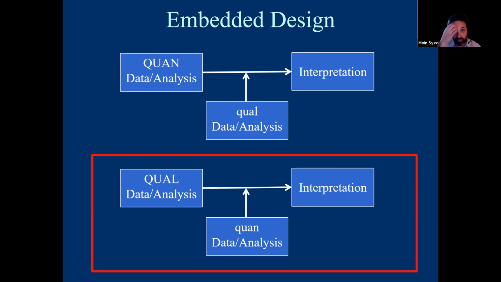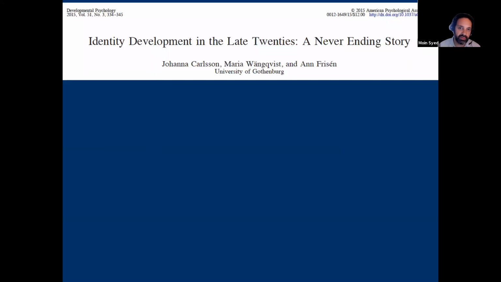As I said, this is a much less common model, and it might not be immediately intuitive what this would look like. There's an example from the Gothenburg group that's a perfect example of this kind of qualitative-first embedded design. Interestingly, this particular project, Johanna Carlson talked about and worked on when she took the mixed methods course at Gothenburg University that I taught in 2012.